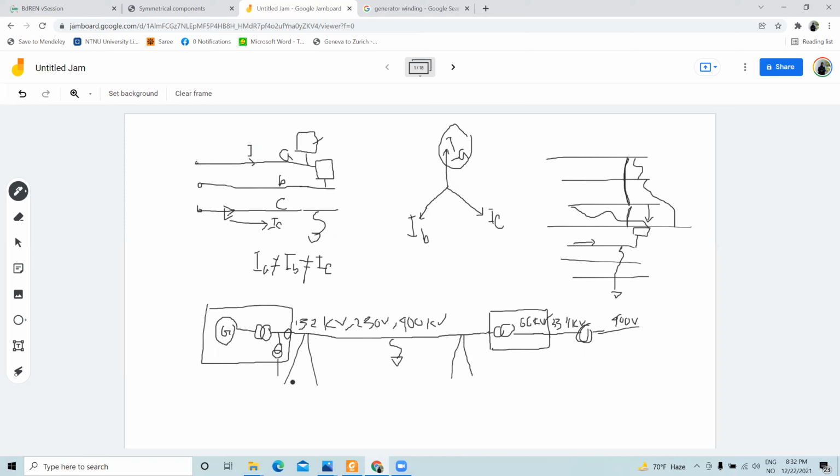The relay will take the decision that there is a very high amount of current flowing through the system, so this must be a fault, and the relay gives the command to the circuit breaker. We call it a trip command. So the circuit breaker will instantly trip. That means it will open the circuit from the healthy part.